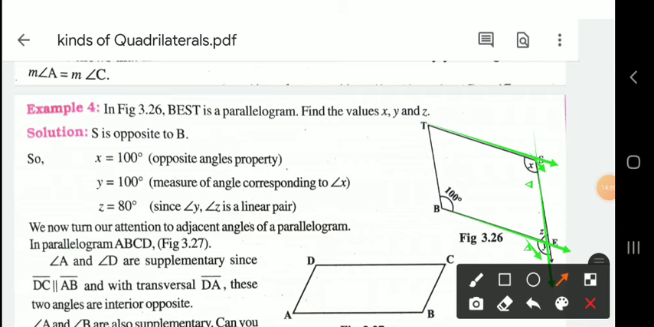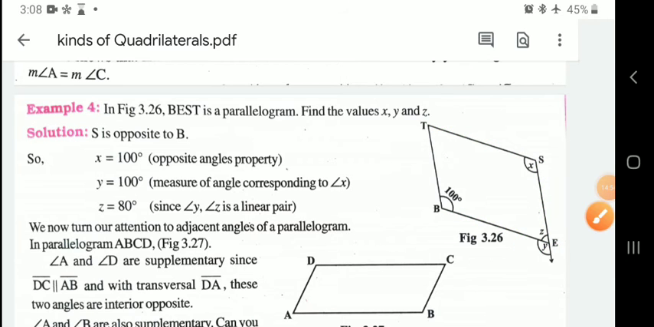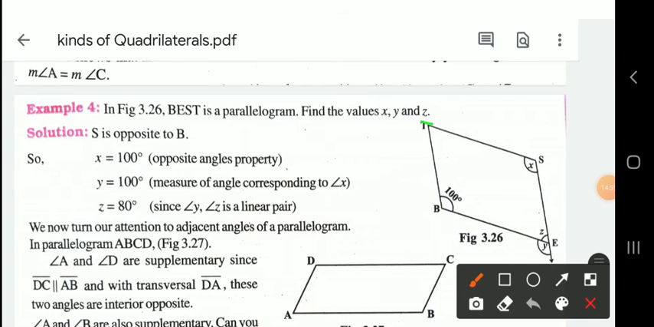Yes, angle X and angle Y are same. I will tell you again. The line ST and the line BE are parallel to each other since it is a parallelogram, and SE is a transversal. Therefore, angle X and angle Y are corresponding angles and they are of same measure.